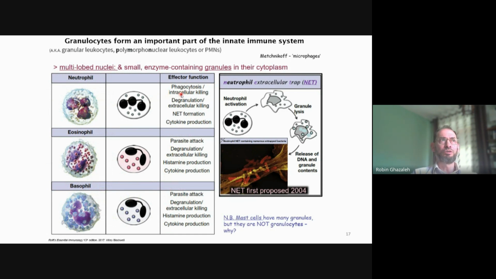وشو دورهم؟ Phagocytosis. That's their major role, phagocytosis, intracellular killing. They also have extracellular killing as well, so these granules can kill. وحديثا عرفنا إنه they have a very strange method of killing اللي أتوقع تكون كتير جديدة عليكم.